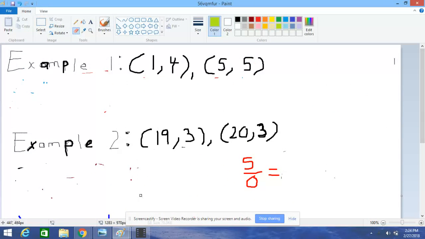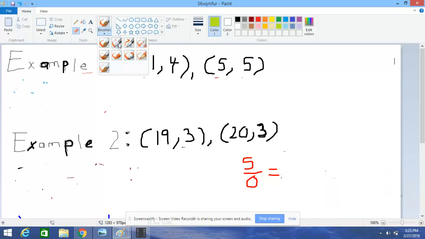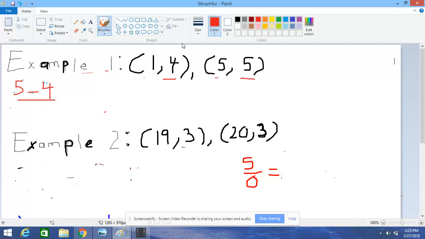Over here, we have the points (1, 4) and (5, 5). So how do we do this? Let's get a nice color, red. We're going to do y2 minus y1, which is 5 minus 4, over x2 minus x1, which is 5 minus 1. So 5 minus 4 is 1, and then 5 minus 1 is 4. So there you have a slope of 1 over 4.